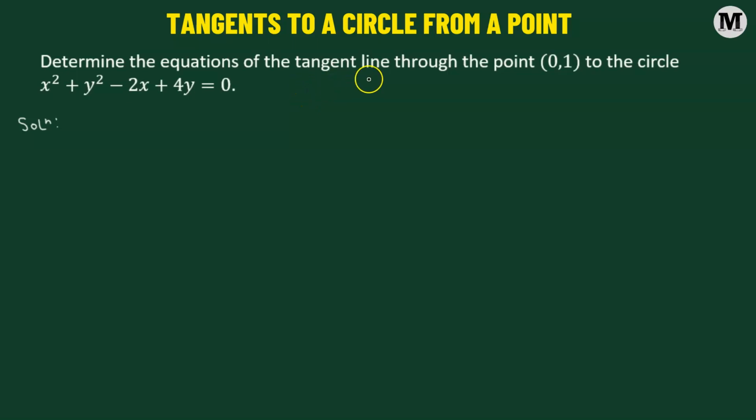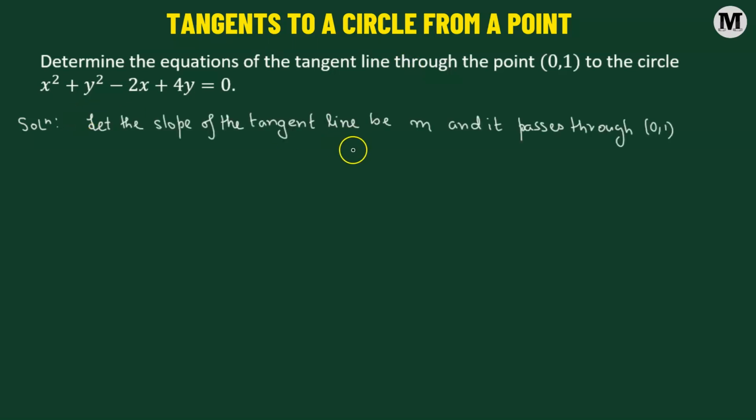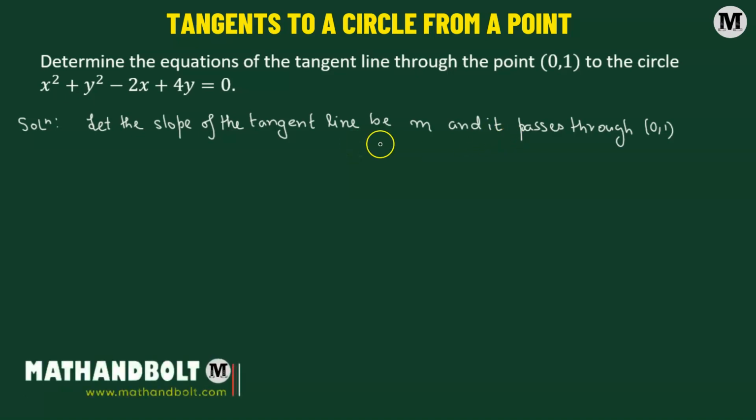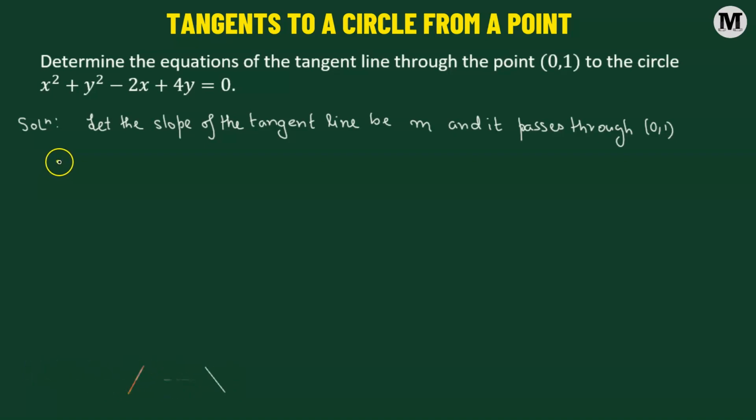We'll suppose that the tangent line has the slope of m and it passes through the point (0, 1). Now we can use the point slope form of a line to define the equation of this tangent line. The point slope form states that if we have a point with the coordinates (x1, y1) and a straight line that passes through this point and has a slope of m, then the equation of the straight line will be given by y minus y1 equals m times (x minus x1).